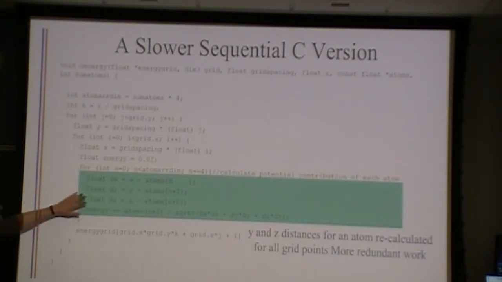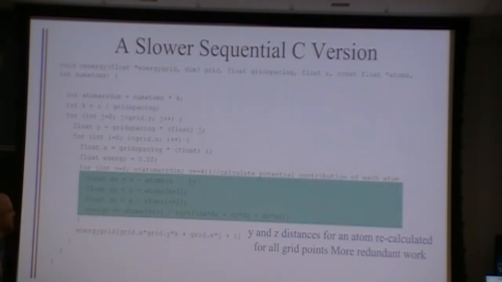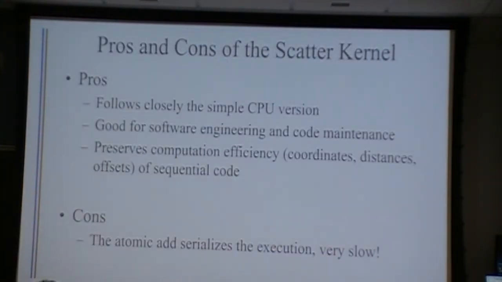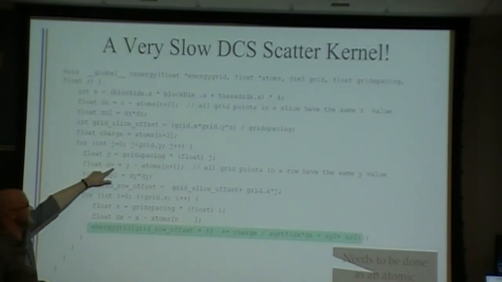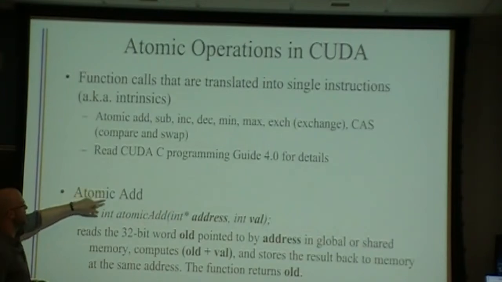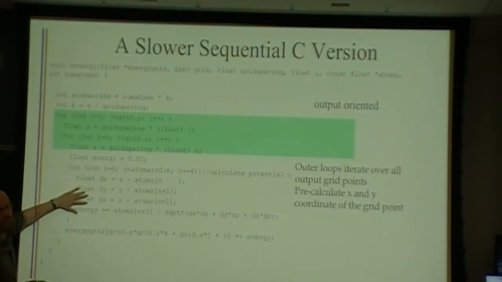So this is the problem, right? Because for many of these x's, this y is the same. But in this code, we have to compute this inside the innermost loop. So this is why it's slower.